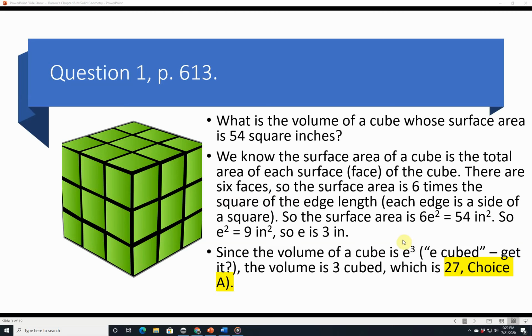So the surface area is 6e squared, because there are 6 of these faces, which is equal to 54 inches squared, or 54 square inches. So e squared is equal to 9 square inches, because we just divide through by 6. So e is 3 inches. Since the volume of a cube is e cubed, get it? You know, the width times the height times the length is e cubed. The volume is 3 cubed, which is 27, which is choice A.